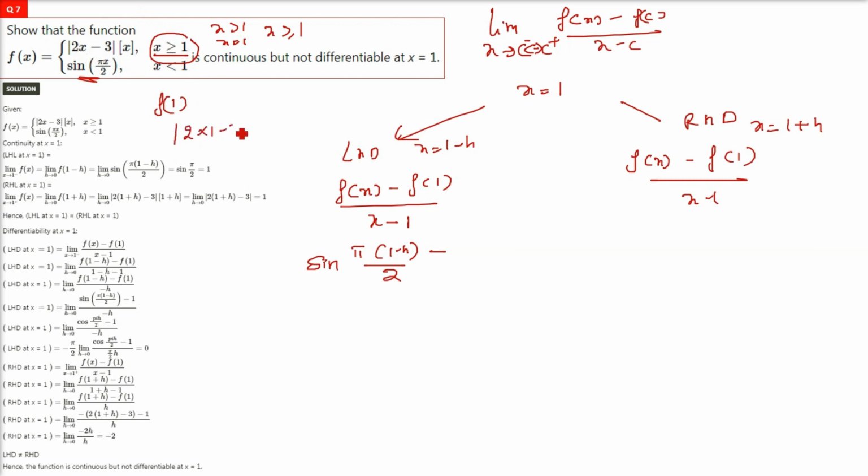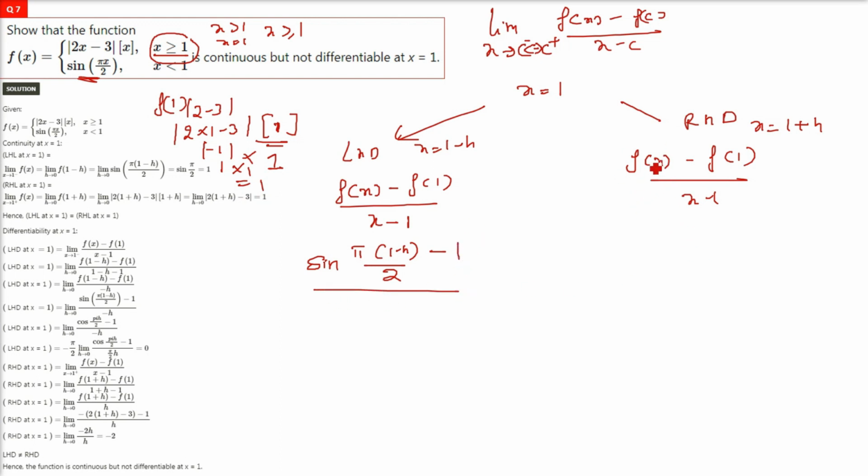2 into 1 minus 3. And the greatest integer function of 1 will be 1 only. It is already an integer. So 2 minus 3 is negative 1. Modulus of negative 1 is 1. So minus this, 1 into 1 is going to be 1. So in both the cases, LHD and RHD, I am going to put 1.